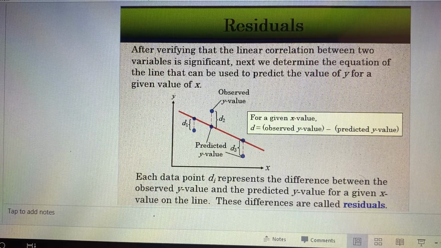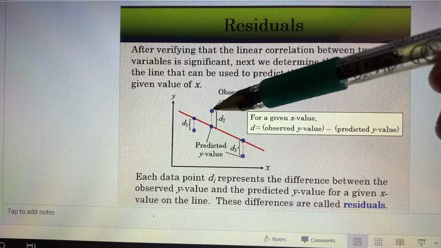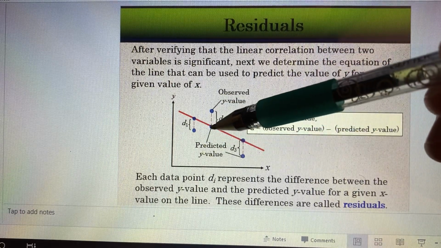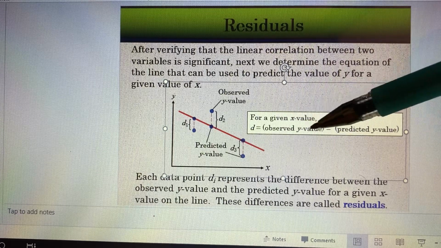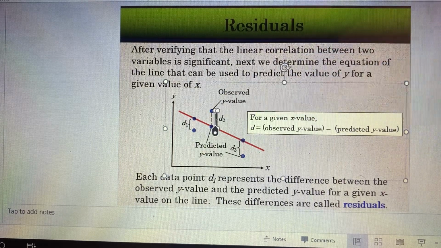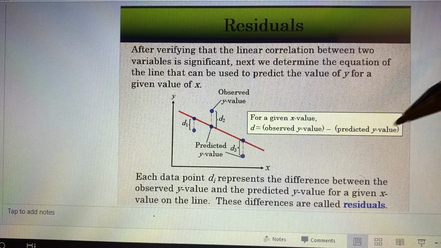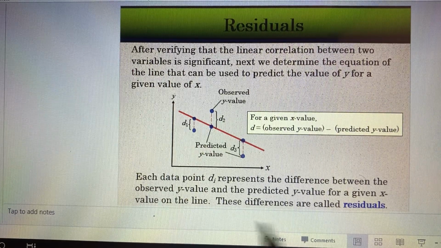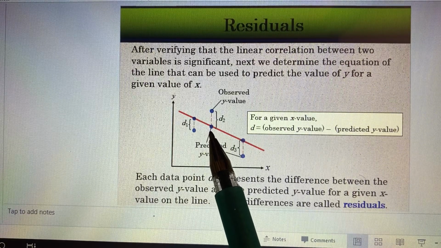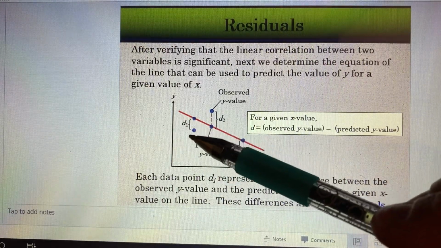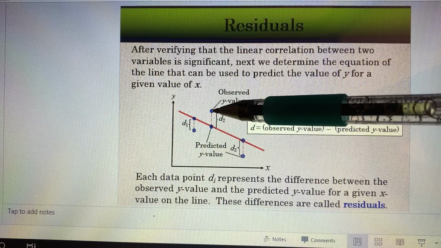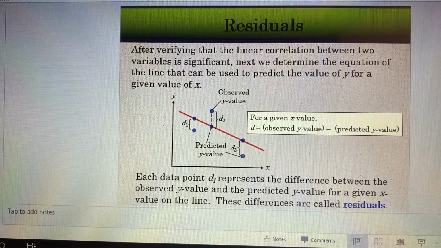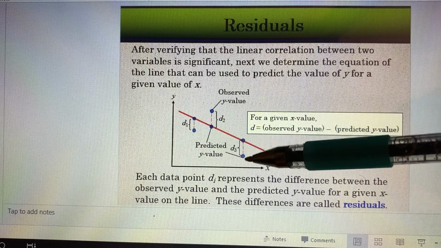The difference between the actual point and where that point would fall on the line is called D, which is your residual. So it's the observed y value, or the height of the actual point, minus the predicted y value, which would be the y value of where that point would fall on the line. So this is a residual here. And then here we have another residual. So the difference between the height of the actual point and where that point would be on the line. And here's another residual here.